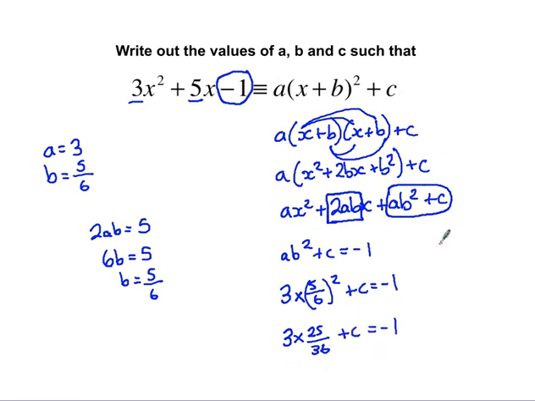And I'll move over here, that's 3 lots of 25 over 36 is 75 over 36 plus c equals minus 1. Probably tidied this up a little bit actually here. 75 over 36 is going to be 2 and 3 over 36, so 2 and a 12th. So I've got 2 and a 12th plus c equals minus 1. So if I just bring that over to the other side, by taking it away from both sides, we're going to have c is minus 3 and 1/12. So that's our values of a, b and c, all worked out by equating the coefficients.